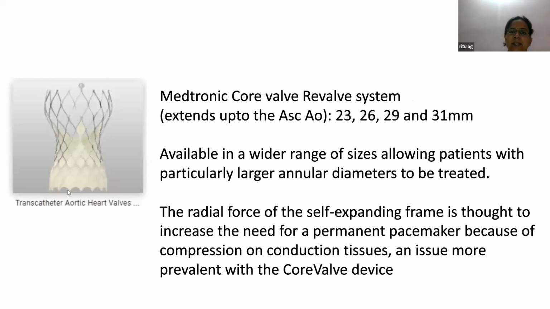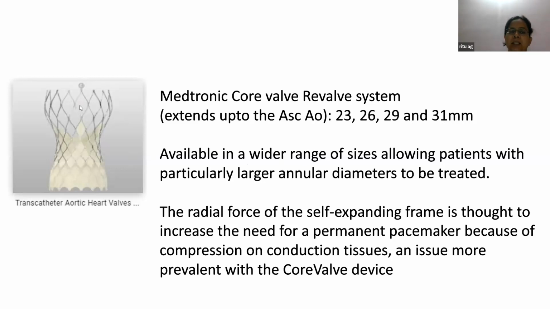The other device available for TAVR is the CoreValve, or the Evolut system. This portion of it sits in the aortic sinus and the aortic annulus, whereas the top portion extends into the ascending aorta. It comes in different sizes: 23, 26, 29, and 31. The advantage over the previous valve is that the sizes are much larger, and therefore it can be used for patients who have larger annular diameters. This is a self-expandable frame, which means as soon as the valve is in place, it opens up on its own.